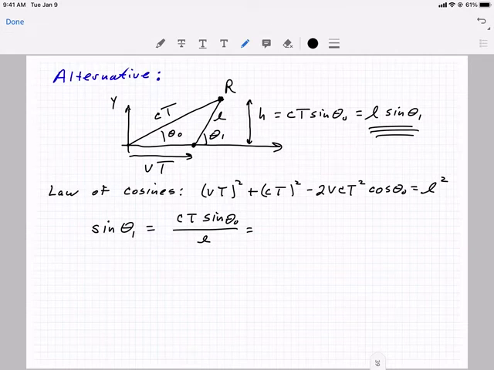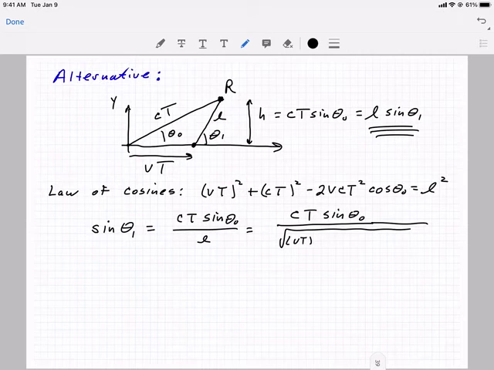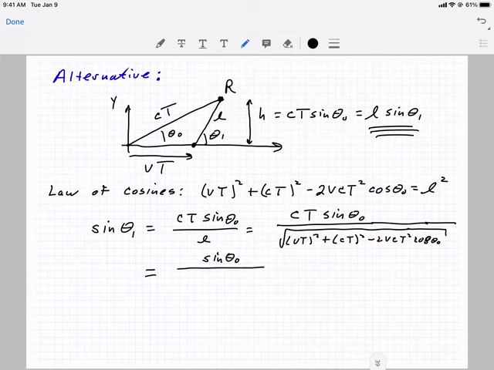And so that means that we're going to be dividing by a square root. So it's going to be ct sine theta naught divided by the square root of vt squared plus ct squared minus 2vct squared cosine theta naught. Let's simplify that by dividing through by ct, and what I get is sine theta naught, and the c's and v's turn into betas, so I've got the square root of 1 plus beta squared minus 2 beta cosine theta naught.